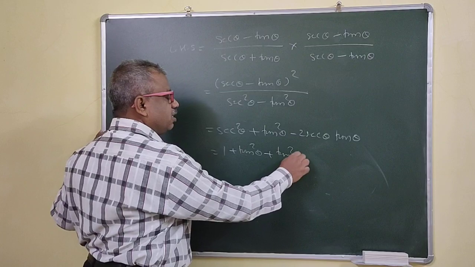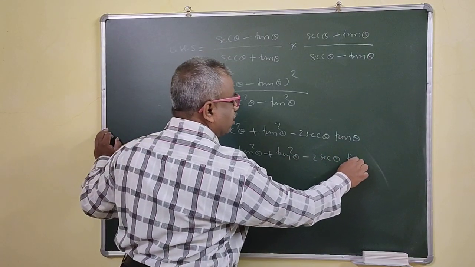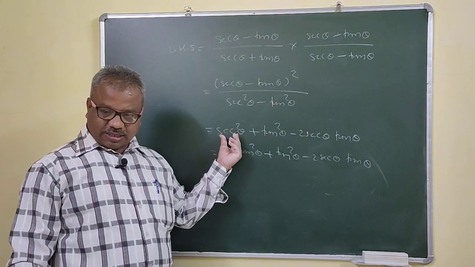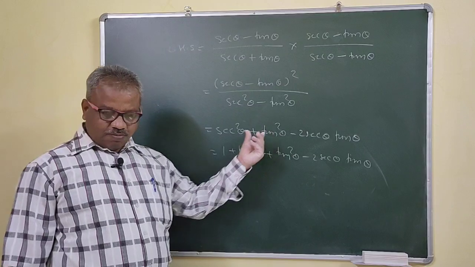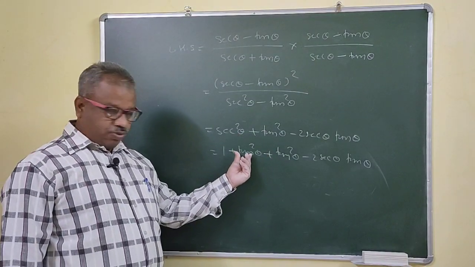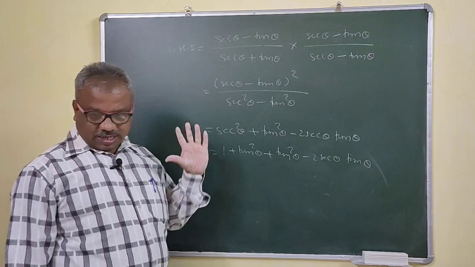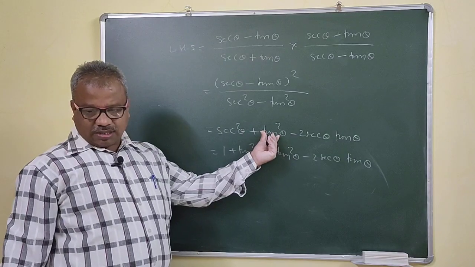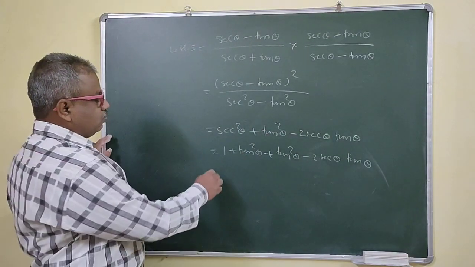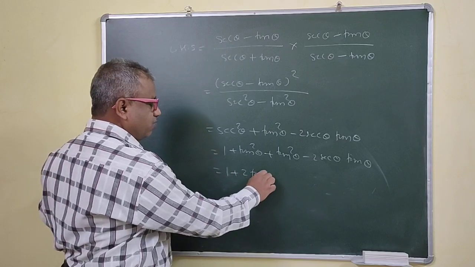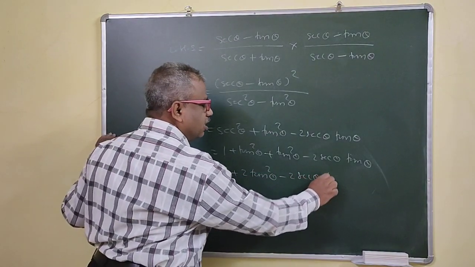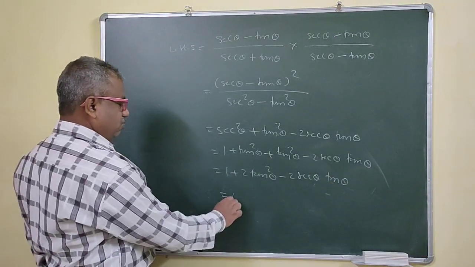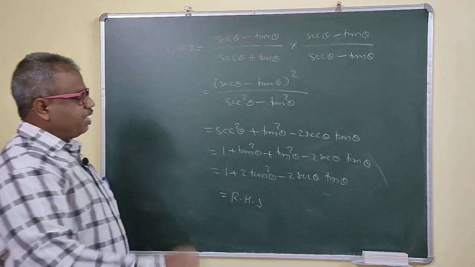Now this is your tan square theta minus 2 sec theta tan theta. So with the help of the RHS, you have to decide. Your RHS contains tan square theta, so replace sec square theta. Whichever value you put, sec square theta or tan square theta, depends on your RHS. So this is then 1 plus 2 tan square theta minus 2 sec theta tan theta, right? So we get the RHS now. This is your RHS. So we are through now.